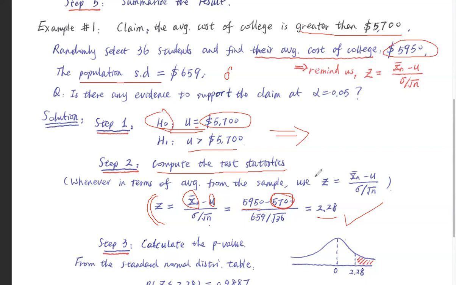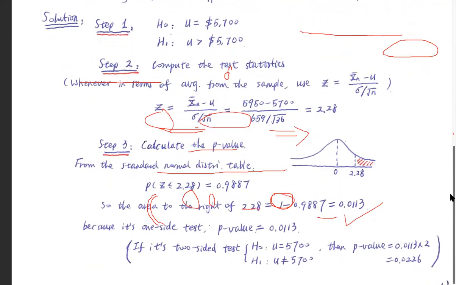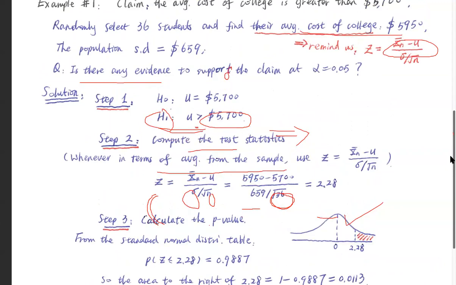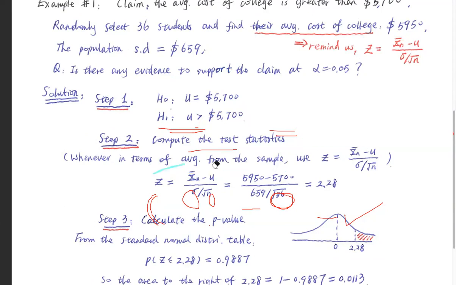Now, step number 3, which is a little bit confusing. Follow me. This one is going to be a little bit of a challenge, so let me try to go slow here so you don't get confused. After we calculate the test statistic, we are going to find out the p-value. It's not that straightforward to answer: what do you mean by p-value? Let's use this example to understand it.